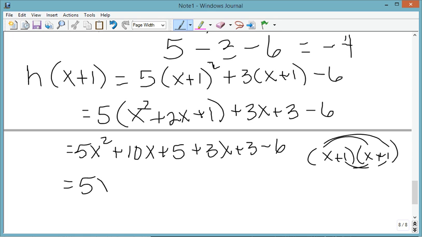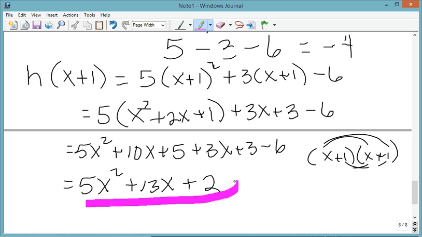So I have 5x squared. I have 10x and 3x, so it would be 13x. And I have 5 plus 3 is 8, minus 6 is 2. So h of x plus 1 is equal to this. In this case, I changed it to a function of x, right? So that's what I got when I plugged in that thing there.